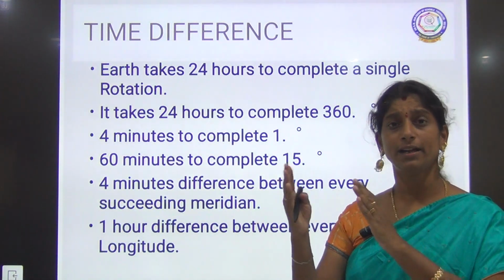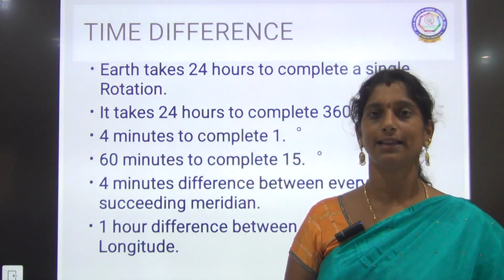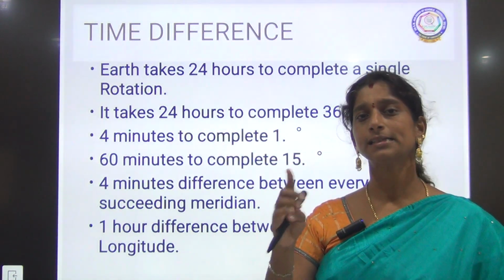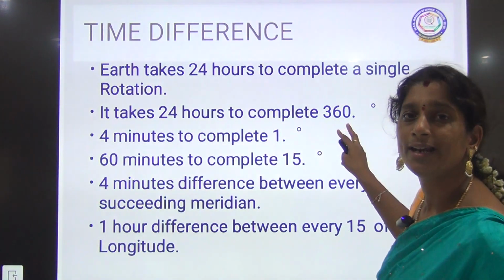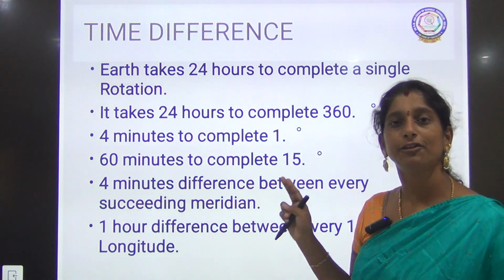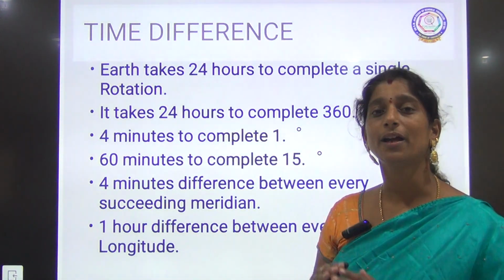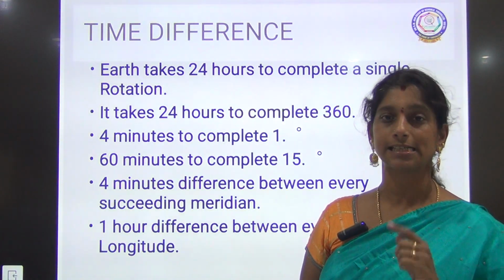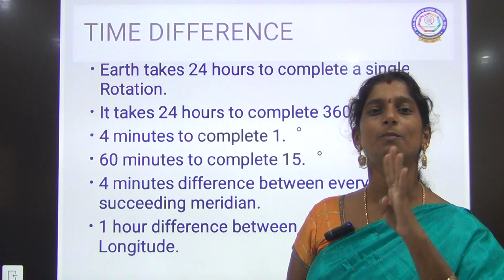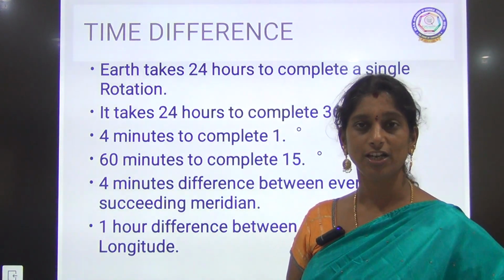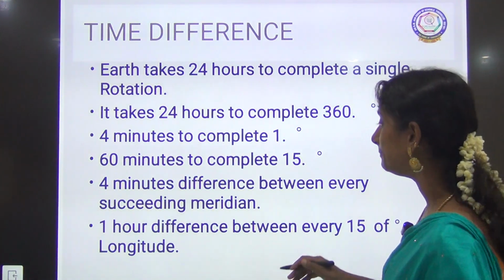So for every meridian, each degree is a meridian. If we are calculating like that, each meridian is 4 minutes later than the previous one. So when it is 9 o'clock at the first meridian, at the second meridian it will be 8:56, clear? At the third meridian it will be 8:52, that is 4 minutes later than the previous meridian. That is how the sun's rays hit the meridians.